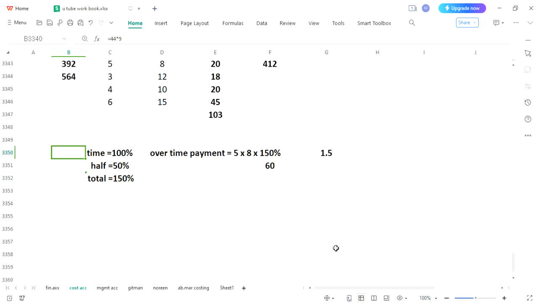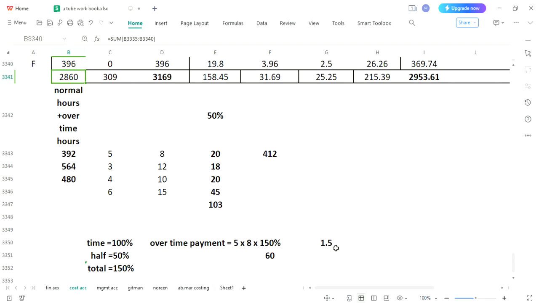So here 48 total number of hours multiply by 10 per hour working. We have got third answer 480. This was for worker A, then B, then C, then D. And now we'll see E and F as well.